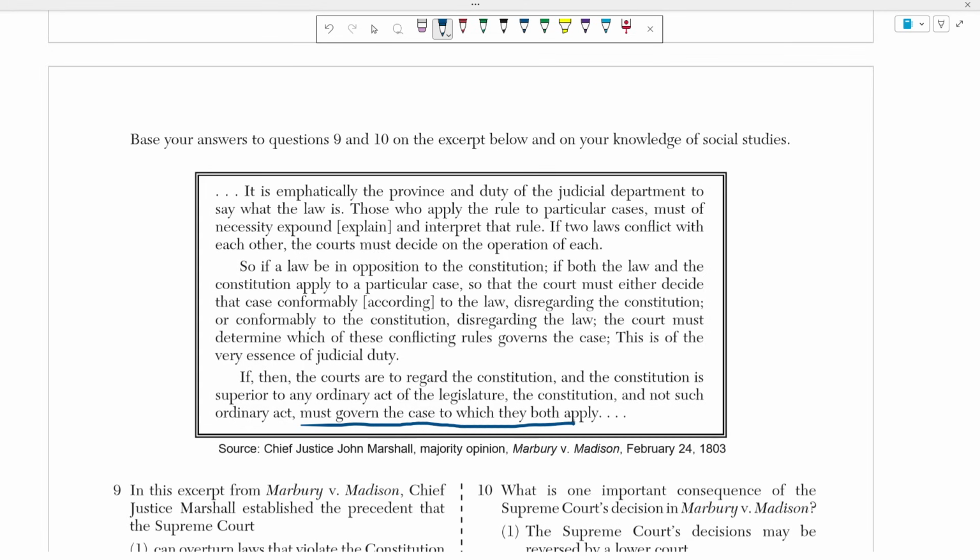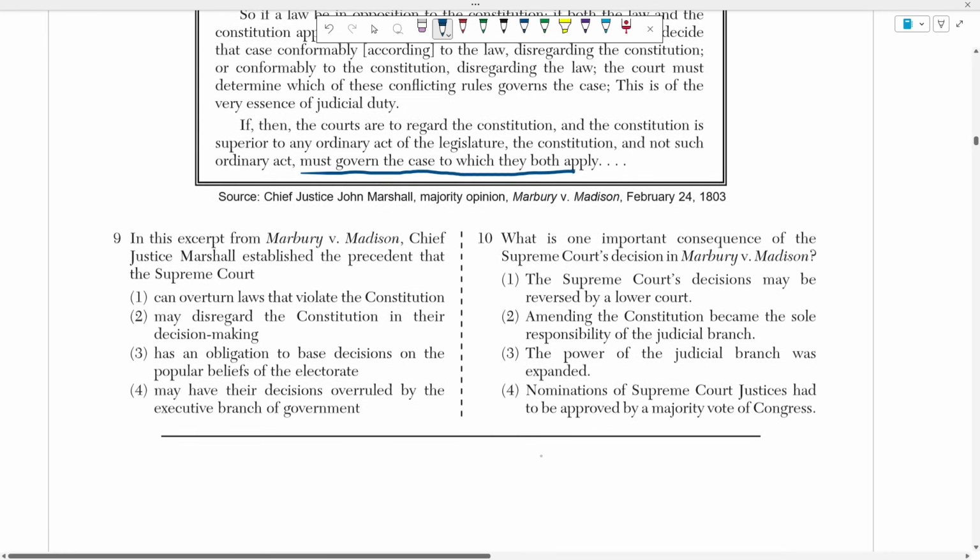So what Marbury v. Madison does is it says, well, how do we make sure that laws are in tune with the Constitution? Well, we can establish the Supreme Court, which does judicial review, which looks at laws and says, are these constitutional or not? So number 9 says, it sets the precedent that the Supreme Court can overturn laws that violate the Constitution. That's all they did, right?